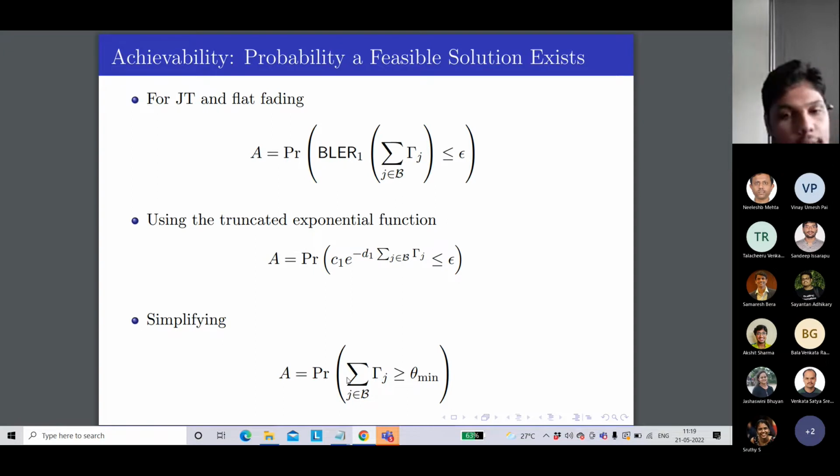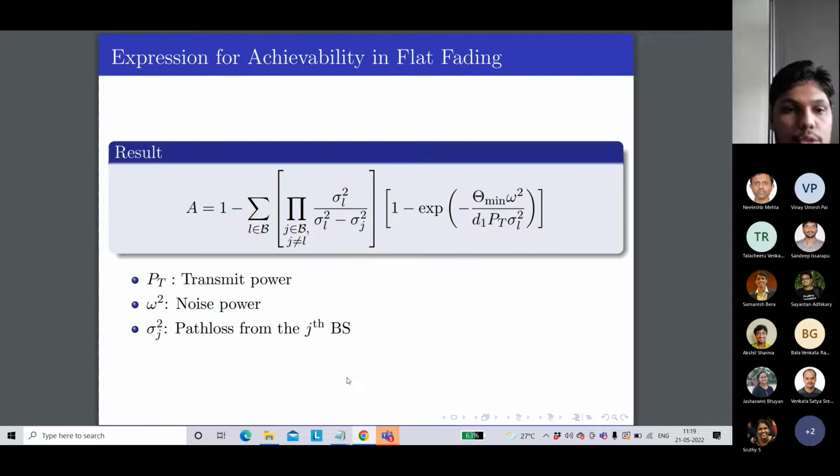So I'll provide the expression for the flat fading case. It is given by this expression. Here P_T denotes the transmit power, omega square denotes the noise power, and sigma j square denotes the path loss from the jth base station. So this is the expression for flat fading. Now we'll see how to deal with the frequency selective fading case.